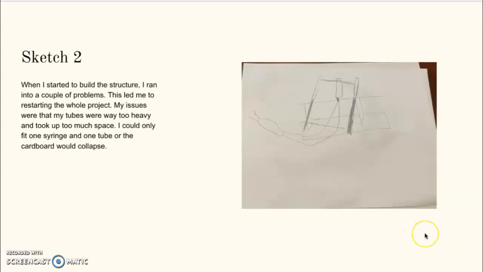I had to come back to the drawing board because when I started building the first structure that you saw, I ran into a couple of problems. So I was unable to build that structure. So this led me to restarting my whole project. And this is how the new one looks. There's just one syringe that leads to the arm and it moves it.